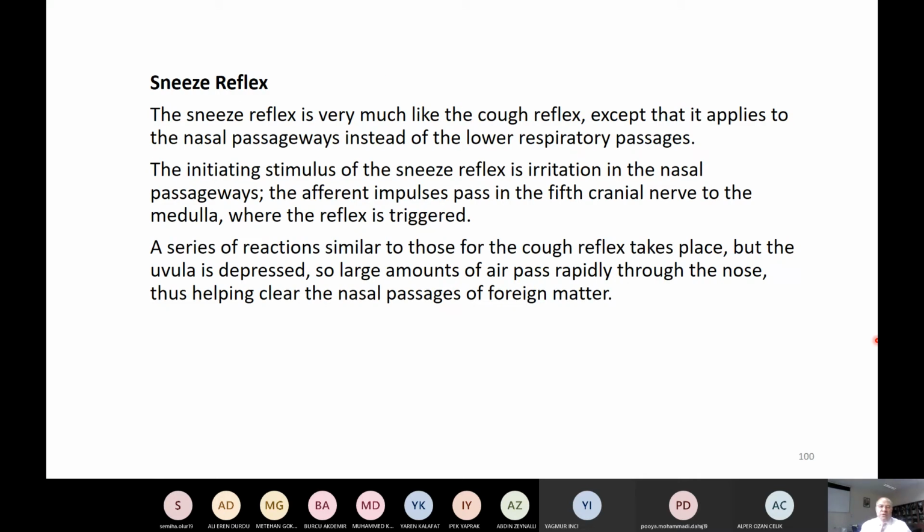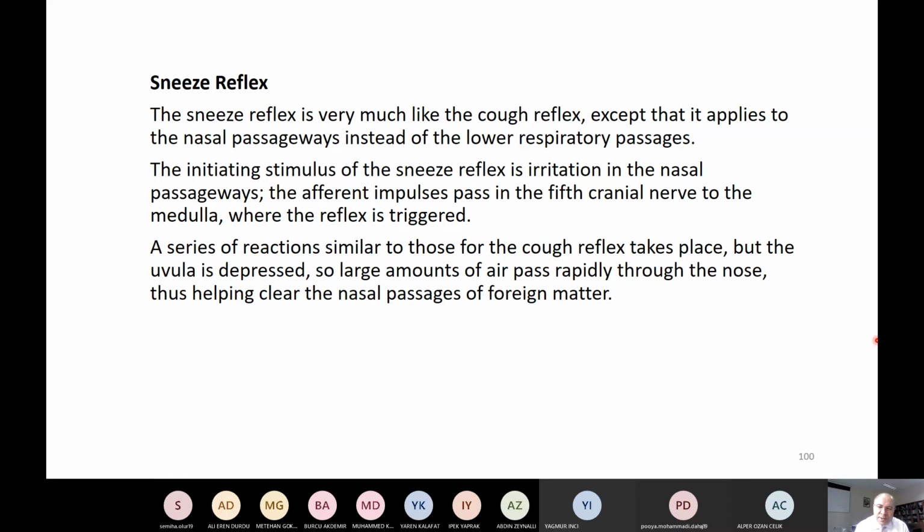There's something inside of the nose. This is the sneezing reflex, similar to the coughing reflex, except that it applies to the nasal passages instead of the lower respiratory passages. The initiating stimulus of the sneezing reflex is irritation in the nasal passages.